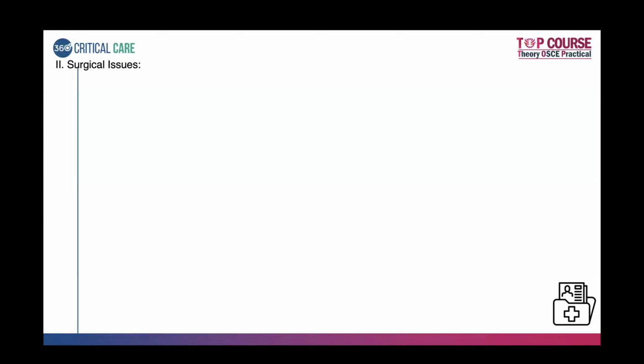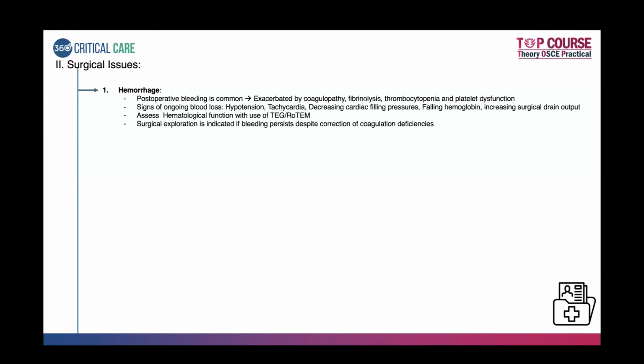So the next part is related to surgical issues. The commonest complication that we anticipate post-surgery, any kind of surgery, is hemorrhage. Post-operative bleeding is common, and it is exacerbated by coagulopathy, fibrinolysis, thrombocytopenia, and platelet dysfunction. All this can occur in a patient who has a dysfunction of the liver. The signs of ongoing blood loss, most of you know, are hypotension and tachycardia, decreased cardiac filling pressures, a fall in hemoglobin trend, or an increase in surgical drain output.